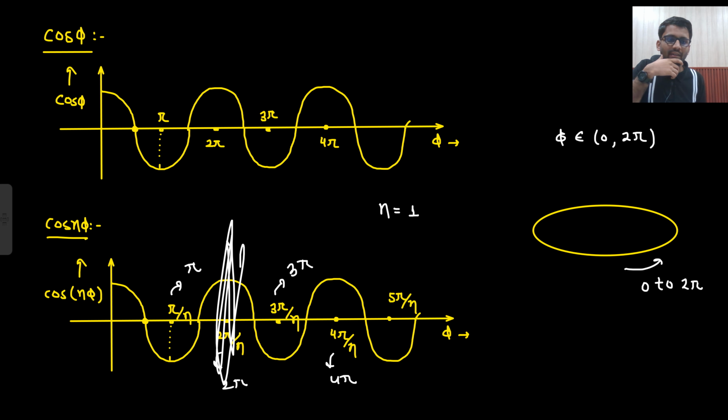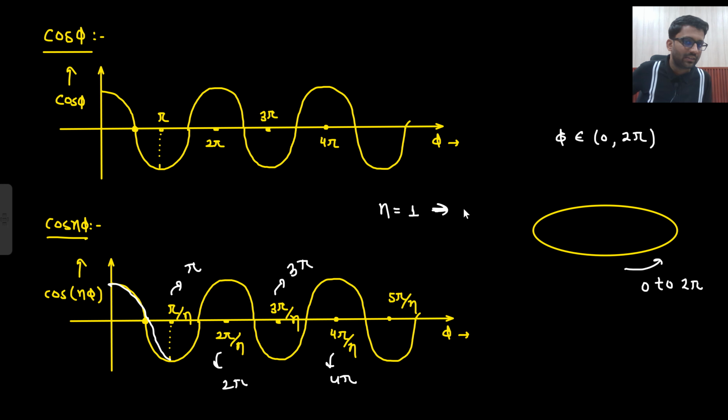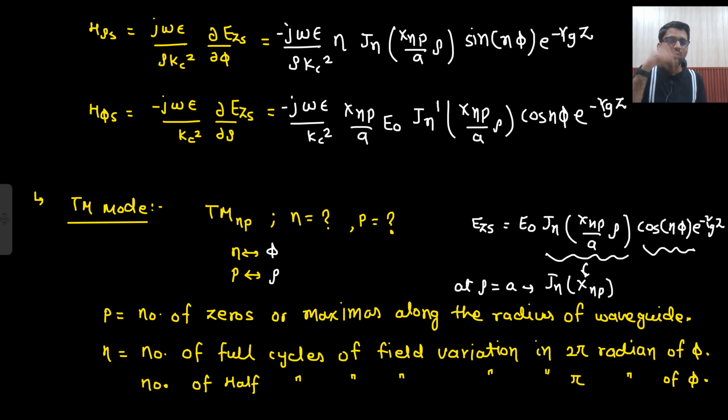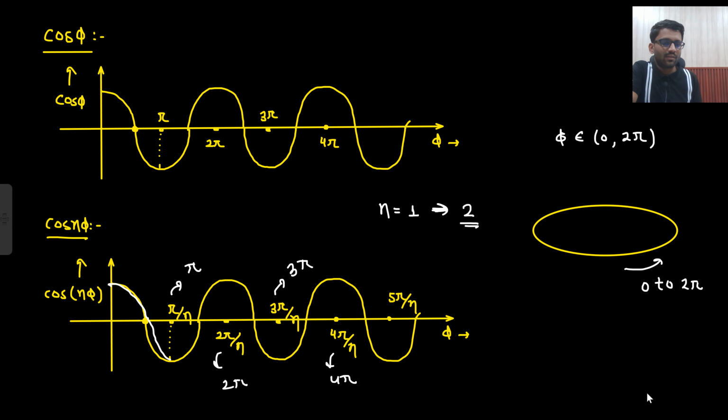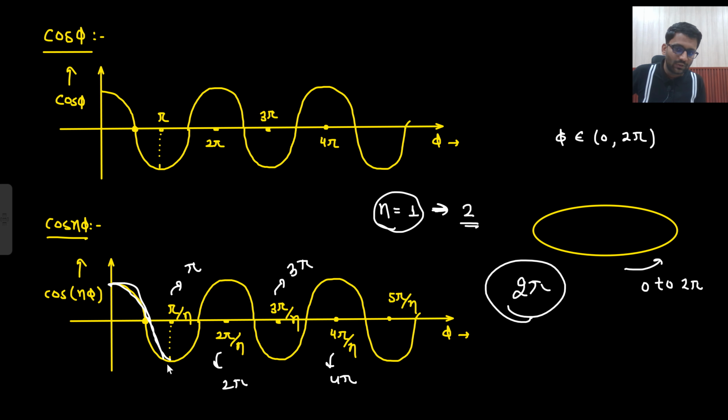So if n is equal to 1, how many half cycles are you getting? If n is equal to 1, this is one half cycle, then this is another half cycle. So the number of half cycles you are getting is 2. If n is equal to 1, you are getting 2 half cycles in the 2 pi radian distance, or you can say I am getting 2 half cycles in the field variation of 2 pi. So if n is equal to 1, you are getting 2 half cycles, or you can say I am getting 1 full cycle in the field variation of 2 pi.